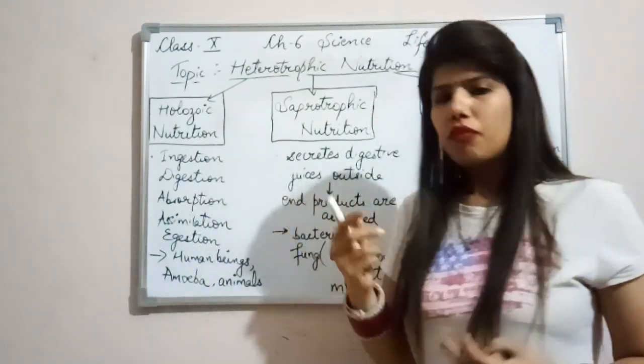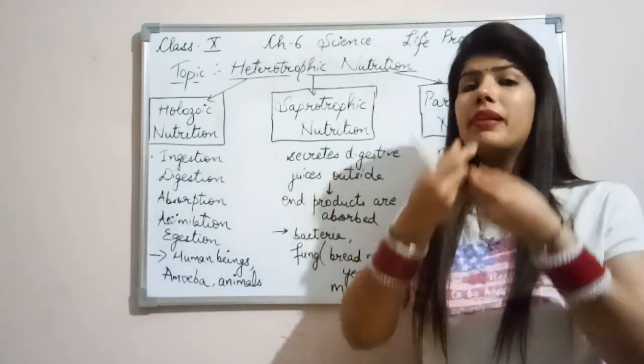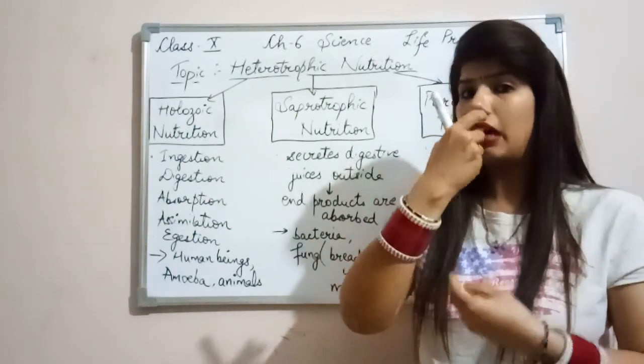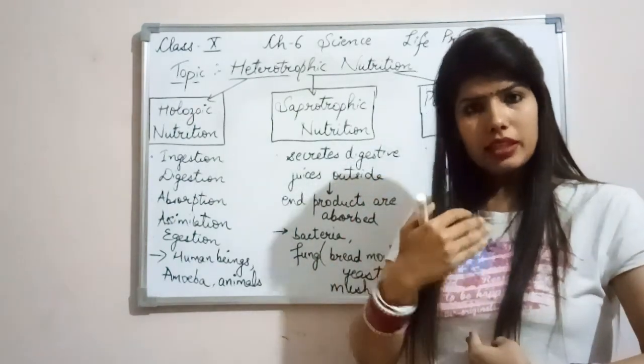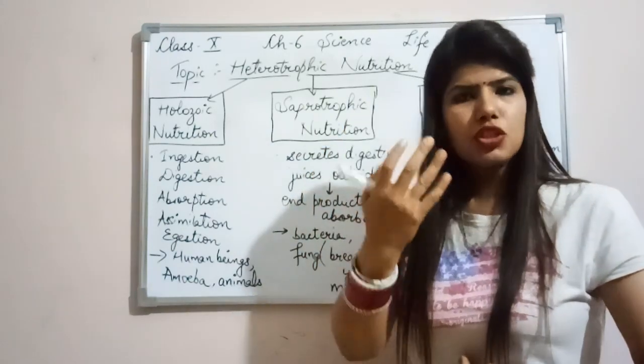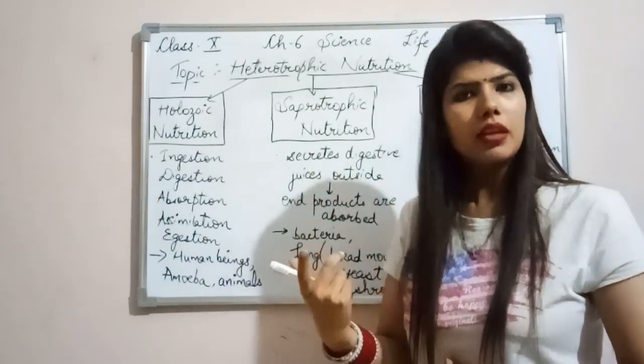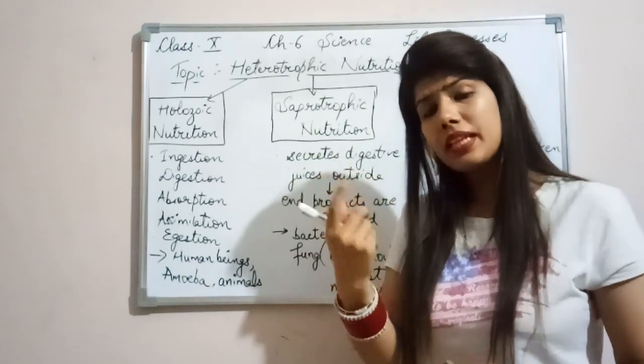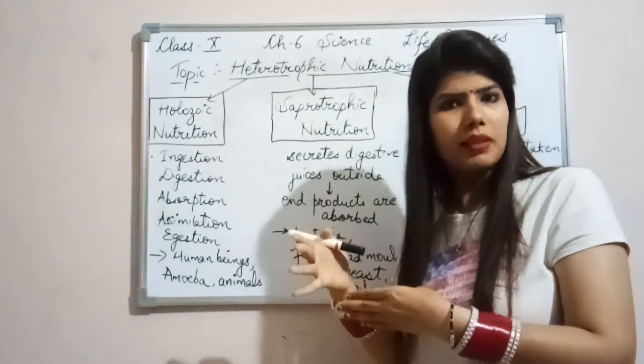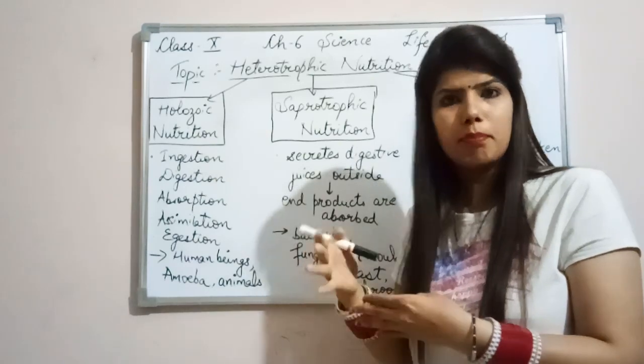Then absorption. For example, if we take the case of humans, हम लेते हैं ingestion. Mouth के through हमने लिया. It goes inside our body. It starts digesting. Some digestion takes place in our mouth, some in stomach, some in small intestine. After the small intestine, the things are absorbed by the body. They are absorbed by the body via blood.